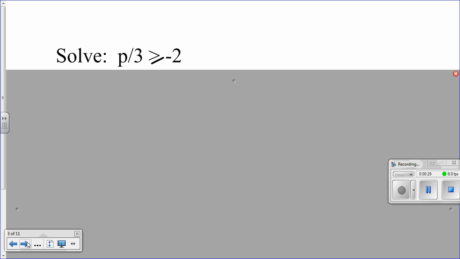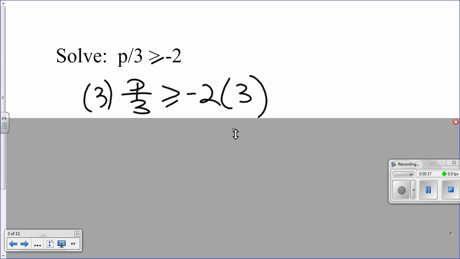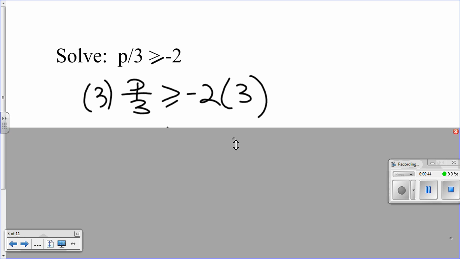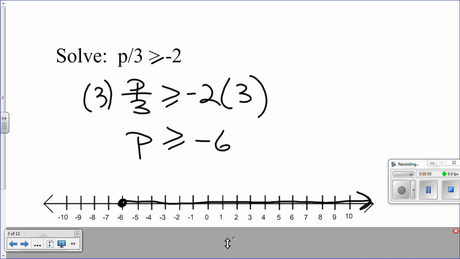Okay, solve. P divided by 3 is greater than or equal to -2. Now pretend like it is a regular equation, and to undo dividing by 3, we're going to multiply by 3 on both sides to get P by itself. And we end up with P is greater than or equal to -6. So when we plot this, we're going to put a closed circle at -6, and since P is greater than, we're going to shade in the number line to the right.